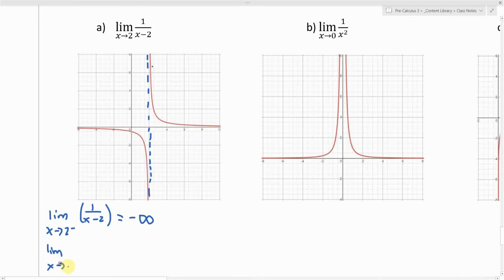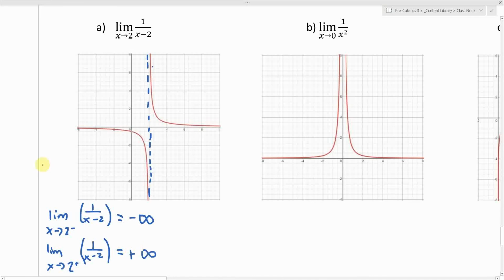Similarly, as x approaches 2 from the right of 1 over x minus 2, the limit is going to be, as you move toward 2 from the right, so come over here to the right and then come back toward 2, so approach 2 from the right, we see that we're going to go up infinitely, right? So we're going to head up toward positive infinity.